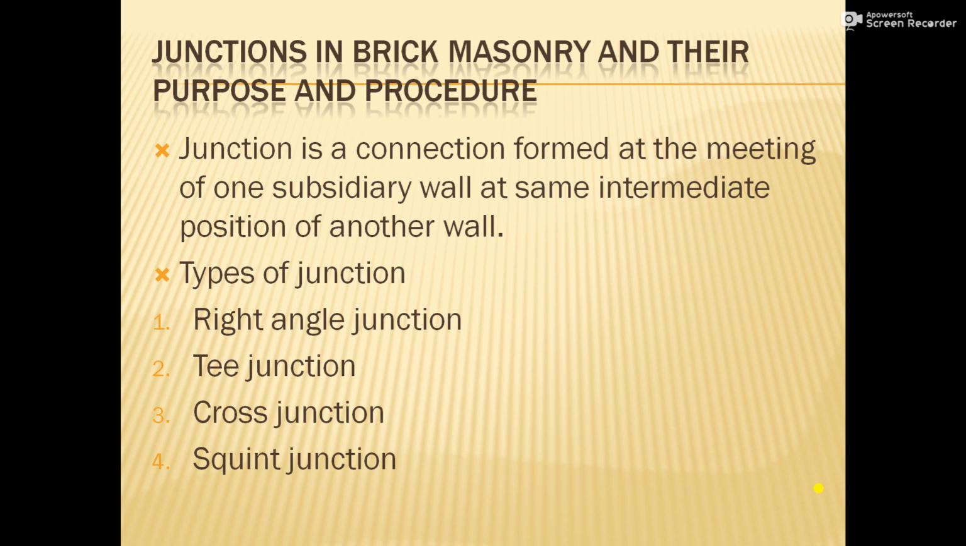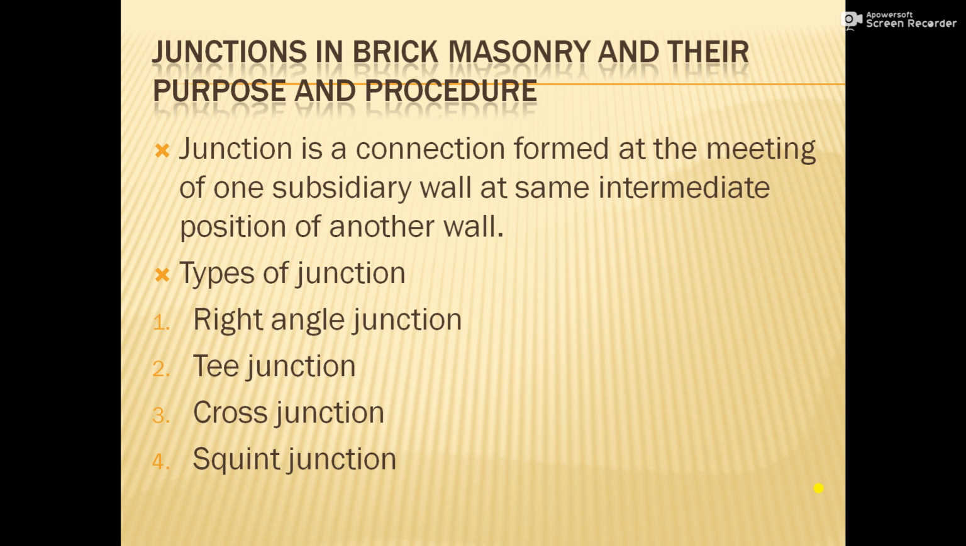First, the right angle junction, second, the T junction, third, the cross junction, and fourth, the swayed junction. These types of junctions occur when a subsidiary wall meets the intermediate wall. When both walls meet at right angles, it gives a T junction. When a subsidiary wall meets the main wall at some intermediate point and the angle formed between the two walls is other than a right angle, then the swayed junction is formed.